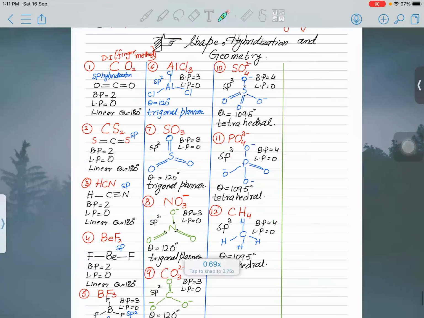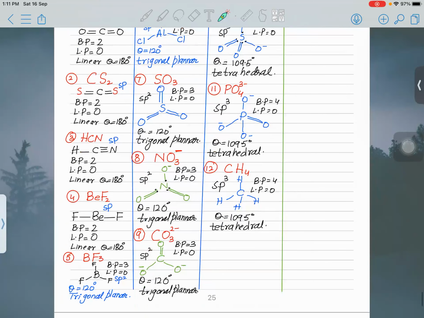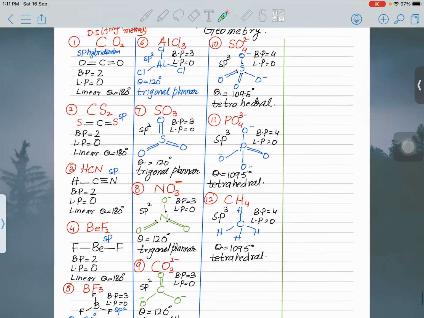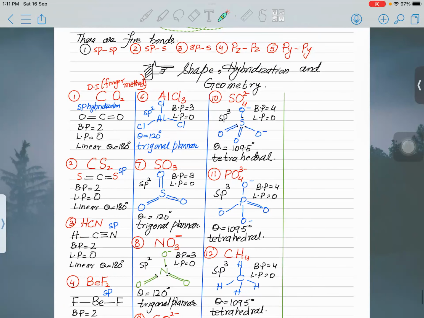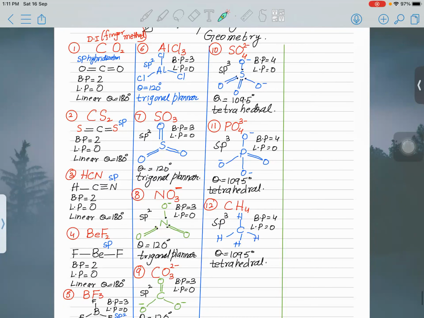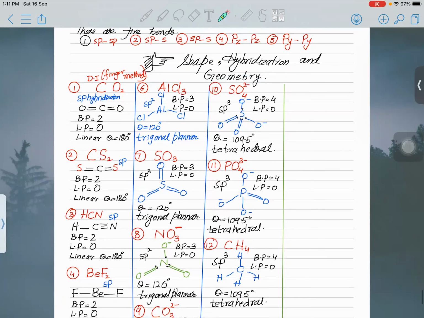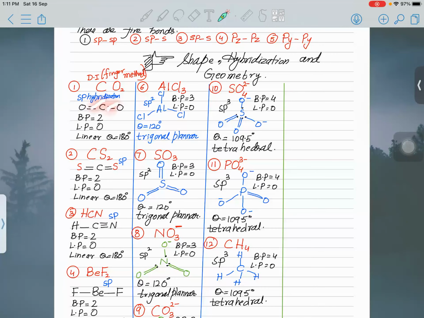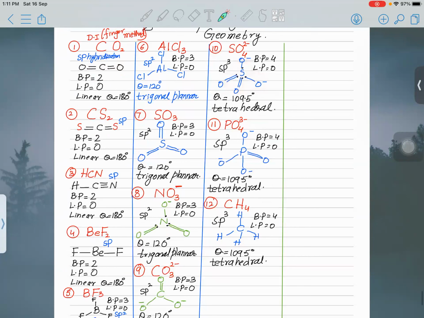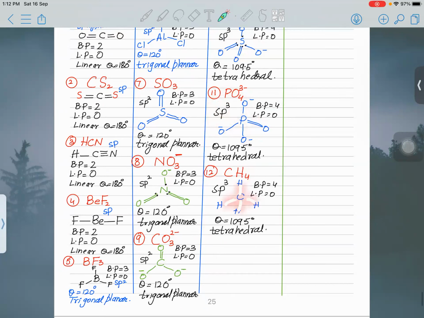Then we discuss shape, hybridization, and geometry. Now, look again. Some are sp hybridized orbitals, some are sp3 hybridized orbitals. This is sp hybridized, this is sp2 hybridized, and this is sp3 hybridized.